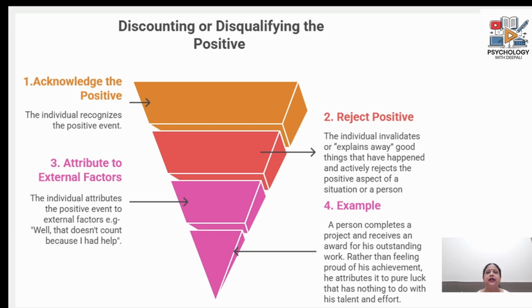Then comes the next cognitive distortion, which is discounting or disqualifying the positive. Here, the individual first recognizes that yes, a positive event has occurred, but he or she will explain away this event, which means good things have happened, but he or she will actively reject the positive aspects of the situation, saying it happened because of external factors. So maybe I did well, but it doesn't count because I had help for this. Whatever good has happened is not because of me. It has happened due to something external and it is not attributable to me.